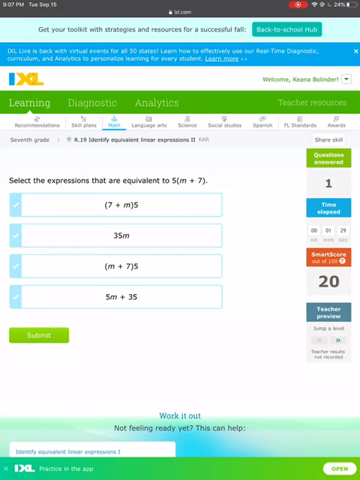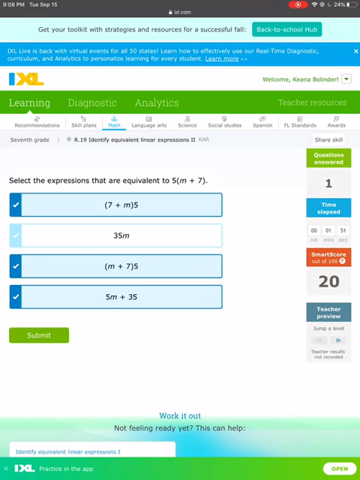Going on, we have 5 times the quantity of m plus 7. Okay, so I can tell the first one is going to work because that's commutative property. Okay, I can tell that the third one is going to work because that's also commutative. And then I can tell that the fourth one is going to work because if I distribute that 5 to my m and 7, that is going to give me an answer of 5m plus 35. Okay, so you need to make sure and really pay close attention to all these answers here.